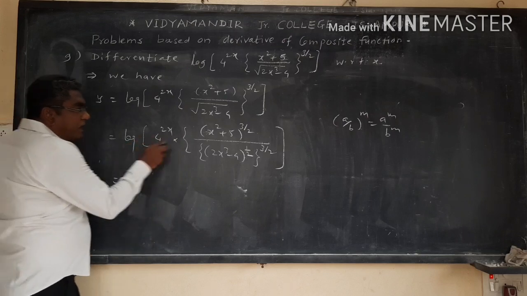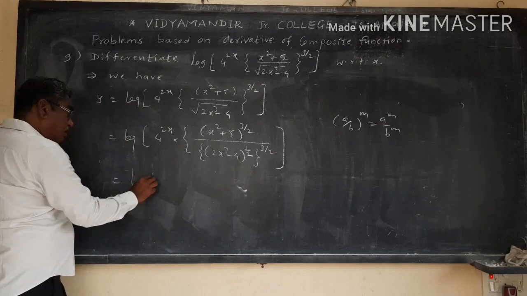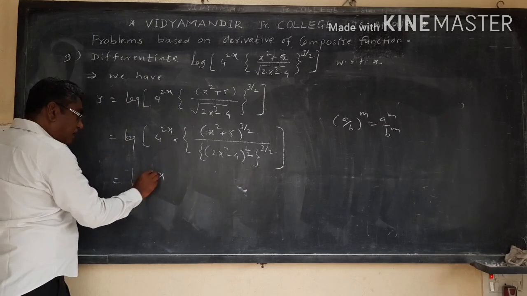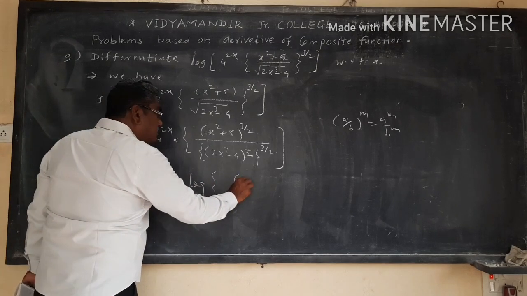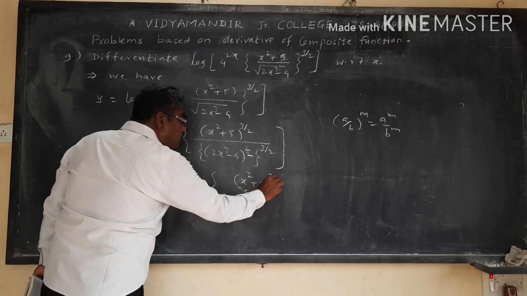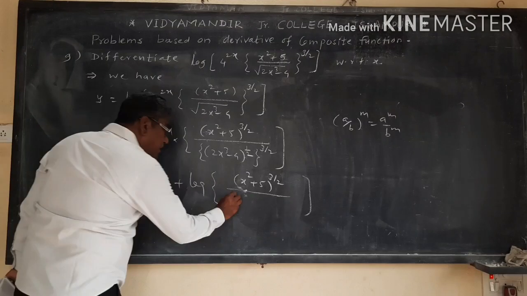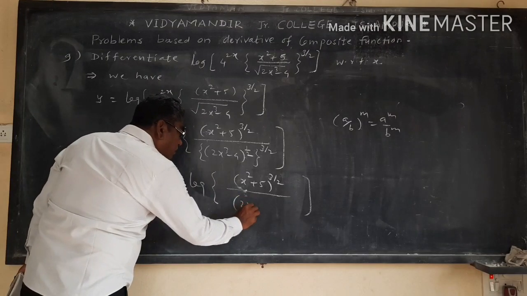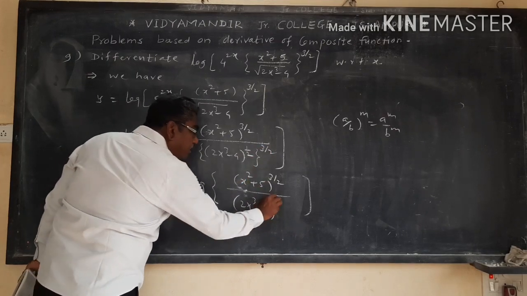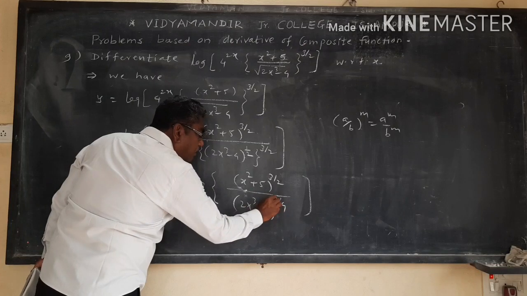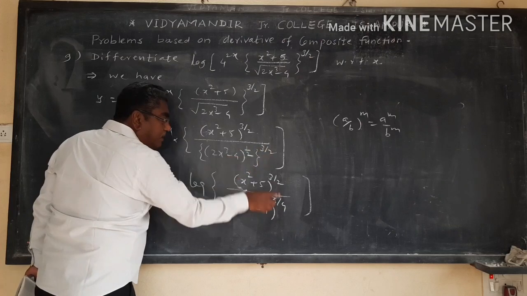Equal to log of ab, which is log a plus log b: log 4 raised to 2x plus log of x square plus 5 raised to 3 by 2, divided by 2x cube minus 4 raised to 1 by 2 into 3 by 2, which is 3 by 4. A raised to m raised to n is a raised to mn: 1 by 2 into 3 by 2 is 3 by 4.